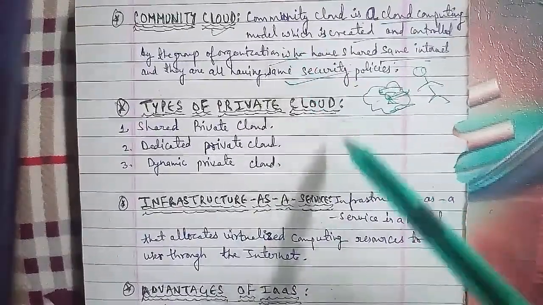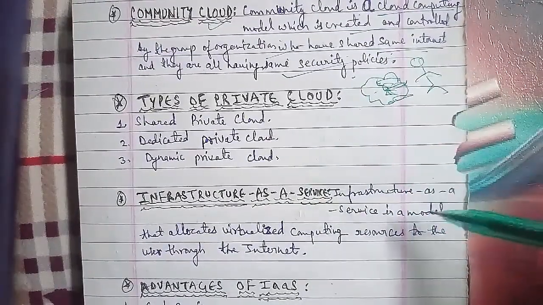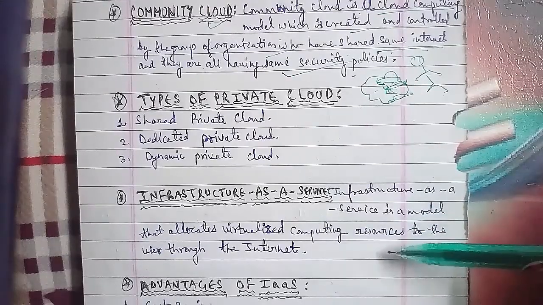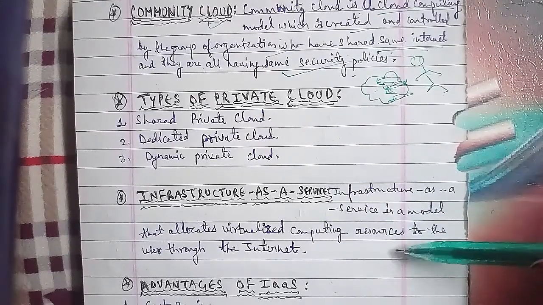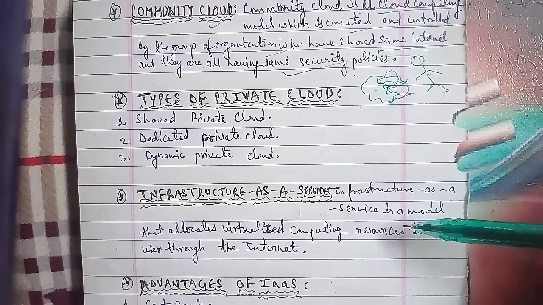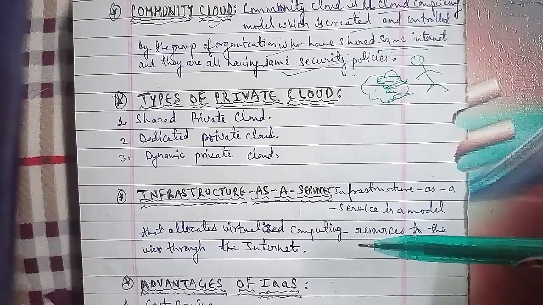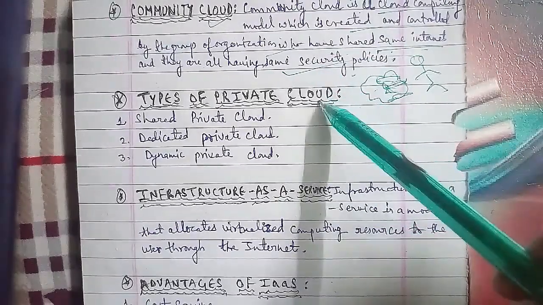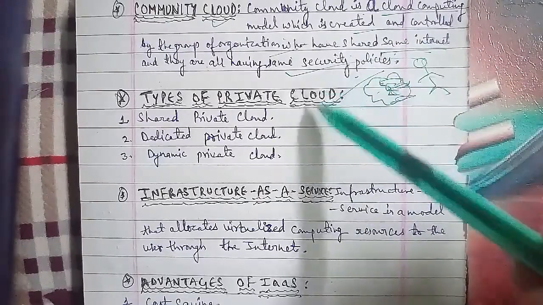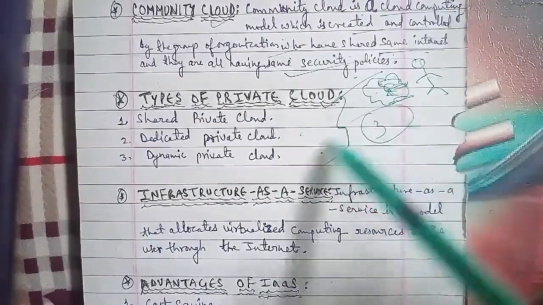Now, as we had discussed the private cloud, here we'll discuss the types of private cloud. There are three types of private cloud. The first is the shared private cloud, a private cloud which is shared. The second is the dedicated private cloud, dedicated to one organization or one person only. And the dynamic private cloud is the third type of private cloud.